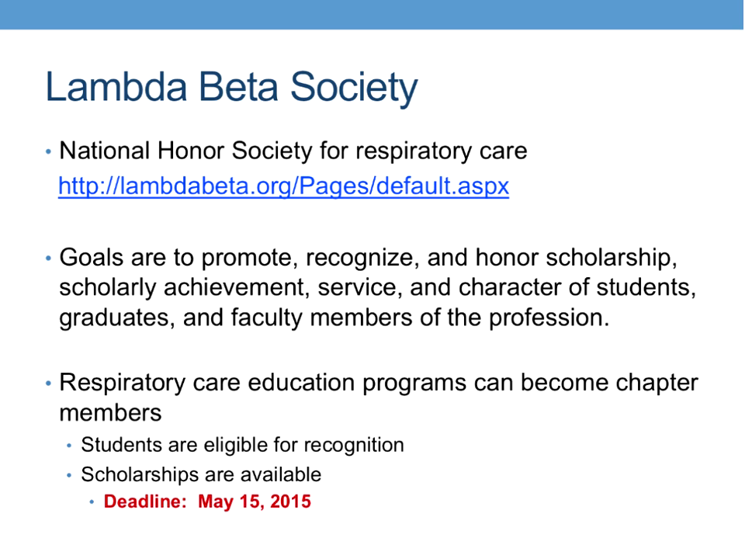The Lambda Beta Society is our respiratory care profession's national honor society. So consider starting a chapter if your education program does not already belong to the Lambda Beta Society. Not only will you be able to recognize your students, but your students will also be eligible for scholarships. There is a scholarship deadline for a number of scholarships that Lambda Beta offers, and that deadline is coming up May 15th.